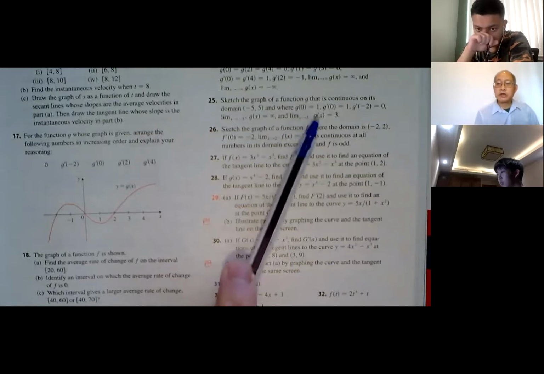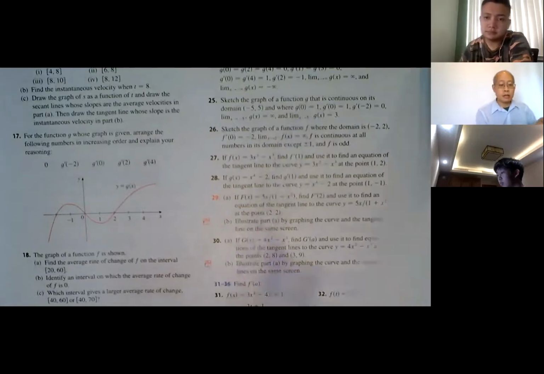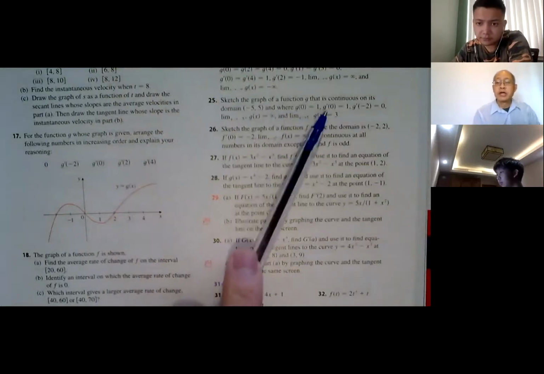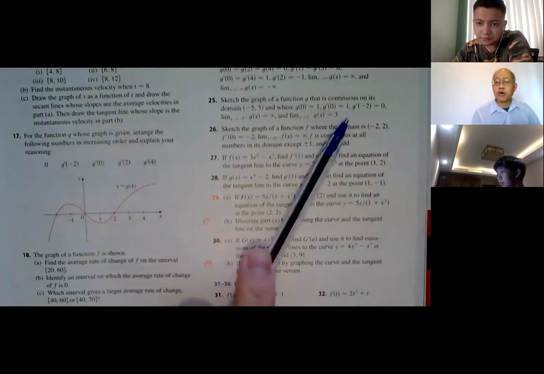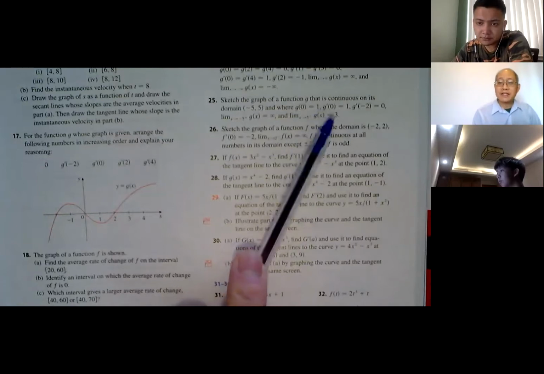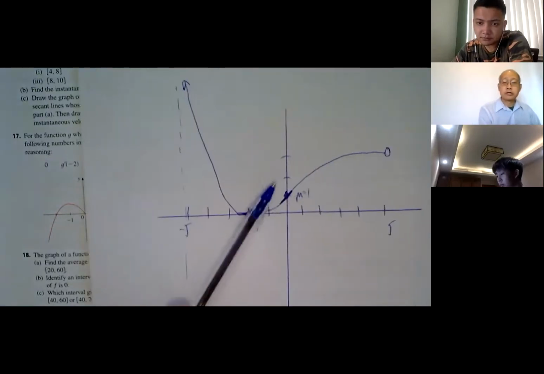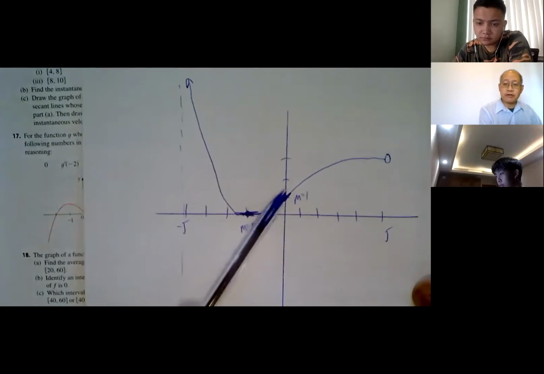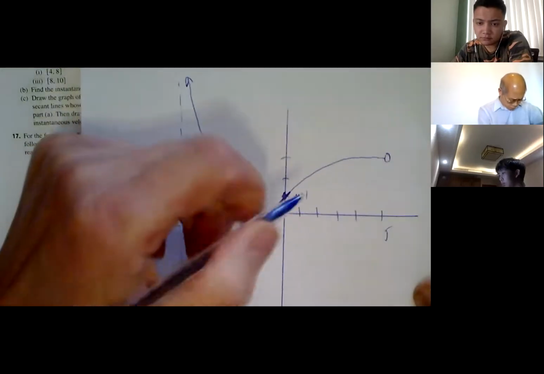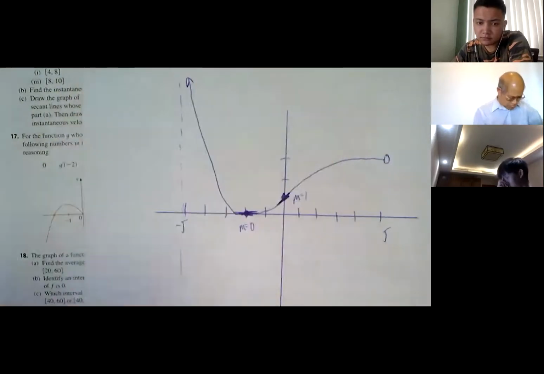Okay. G of 0 is 1. That's a single point, 0, 1. G prime of 0 is 1. Slope at 0 is 1. So slope at 0, it's going up at a 45-degree angle. So I'm just drawing something like this. It goes up at a 45-degree angle.